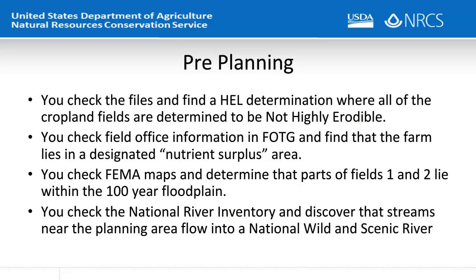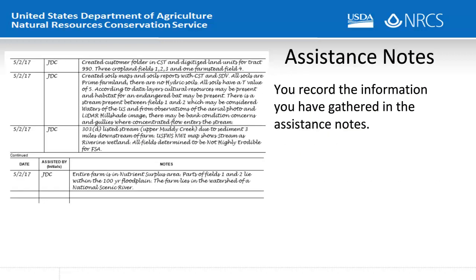You check field office information in FOTG and find that the farm lies in a designated nutrient surplus area. You check FEMA maps and determine that parts of fields 1 and 2 lie within the 100-year floodplain. You check the National River Inventory and discover that streams near the planting area flow into a national wild and scenic river. You record all the information you have gathered so far in the assistance notes. Pause the video to review the notes in further detail.